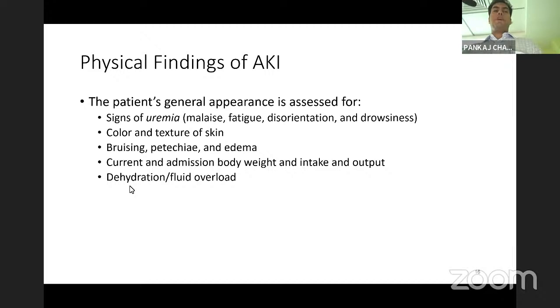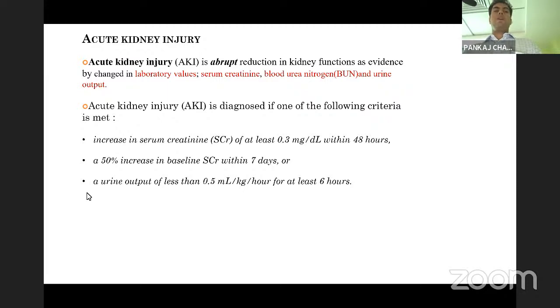The patient's general appearance is assessed for signs of uremia, color and texture of skin, bruising, petechiae, and edema, and dehydration or fluid overload. Acute kidney injury is an abrupt reduction in kidney function, as evidenced by laboratory values: serum creatinine, blood urea nitrogen, and urine output. Acute kidney injury is diagnosed if there is an increase in serum creatinine of at least 0.3 milligram per deciliter within 48 hours, or a 50% increase in baseline serum creatinine within 7 days, or a urine output of less than 0.5 ml per kg per hour for at least 6 hours.